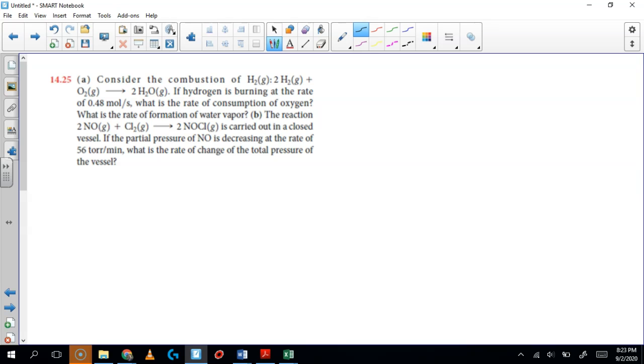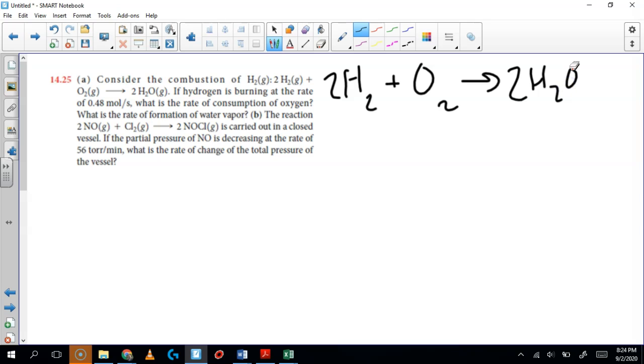Okay. So in order to do this, I'm going to write the reaction out. I'm not including states, because I'm trying to save a little bit of space. I would encourage you anytime you're writing out the chemical reaction to include states if you're given them. So notice they're given here. Gas, gas, gas. Everything's gas.